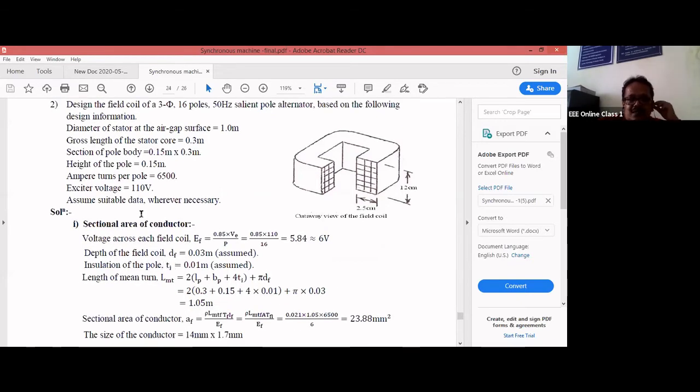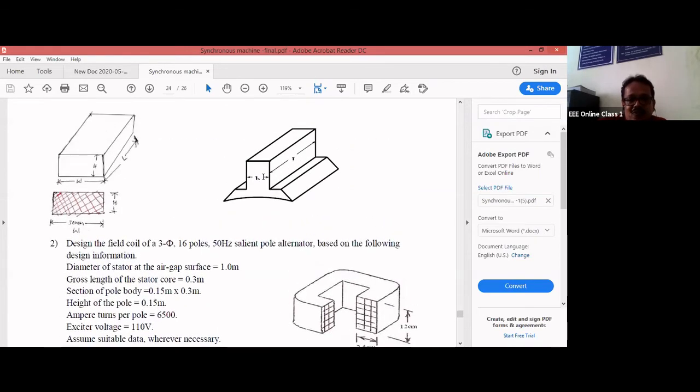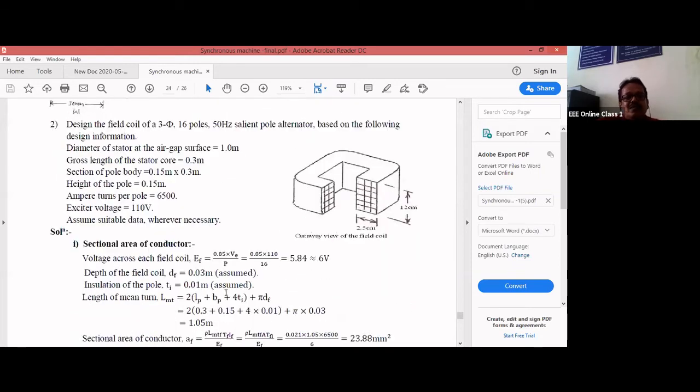Depth of field winding is not given; they say assume suitable data wherever necessary. Depth of the field winding DF is this. It is not given, so we assume. While doing design, we are told that the depth will be around 0.03 meter to 0.05 meter, depending upon the pole pitch. We assume 0.03. Insulation of the pole TI is equal to 0.01 meter. If you place a pole here, there will be insulation surrounding it. That is TI, 0.01 meter assumed.